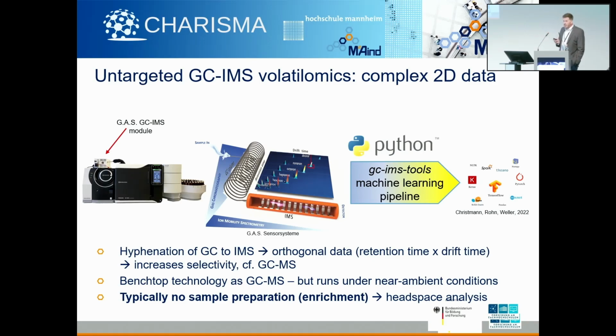And the real neat thing about that, and why I love that instrument, is you don't need sample preparation, nearly no sample preparation, because the sensitivity is so high due to the soft ionization, so we can virtually analyze the sample without doing anything else with it.